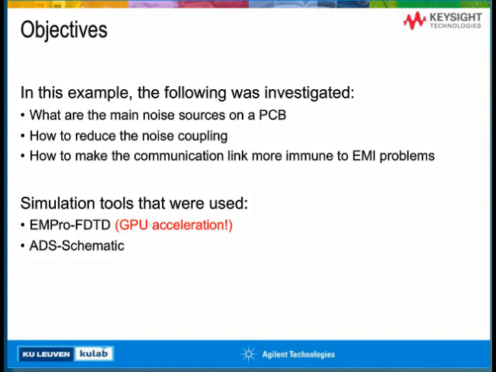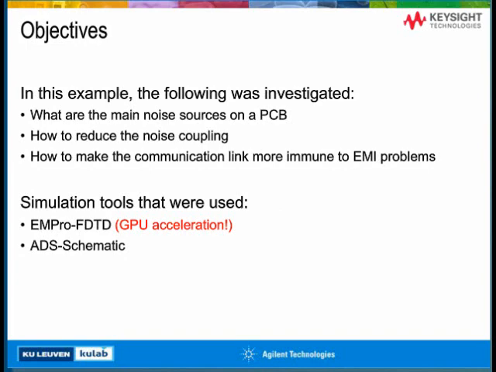The simulation tools that we used in this example are EMPro, where we specifically use the FDTD solver, and we made extensive use of the possibility of using GPU acceleration. For the examples I will be showing here, every test case took about 2 or 3 minutes to simulate. We then also used ADS schematic to do more post-processing on the results. So basically in EMPro, we had, for example, S-parameters. In ADS, we added extra circuitry to that example.